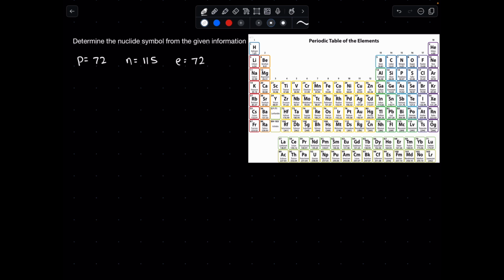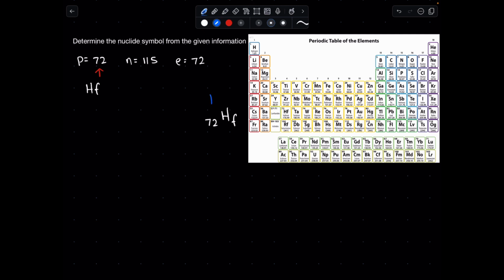So first, we need to determine which element we are working with. And we can do that from our protons, because this is going to be equal to our atomic number. So looking at our periodic table, we're going to look for element number 72, which happens to be hafnium, HF. So let's put our HF right over here. That 72 is also going to be the lower number of the two on our atomic symbol. So we're going to put a 72 right there.